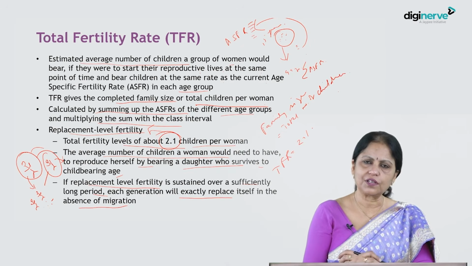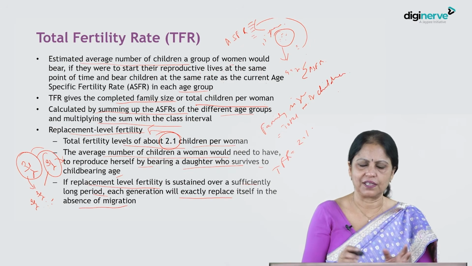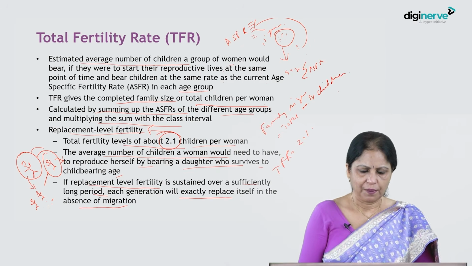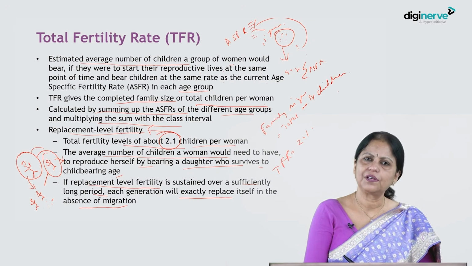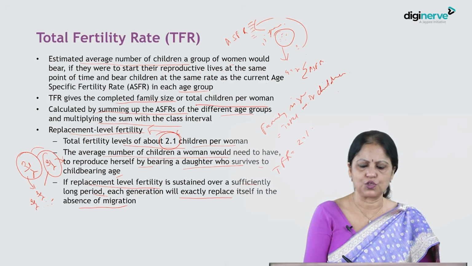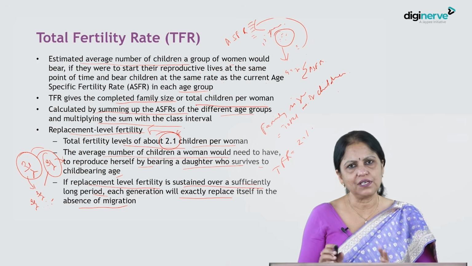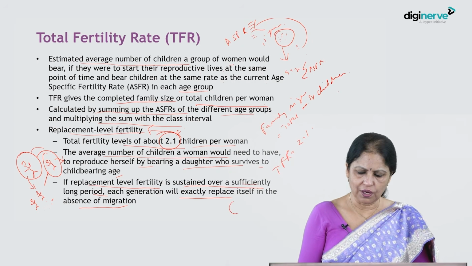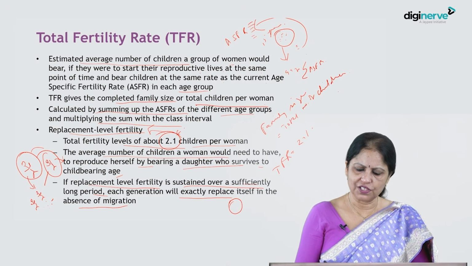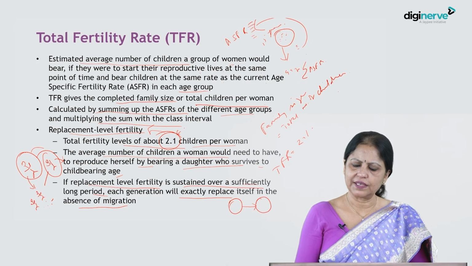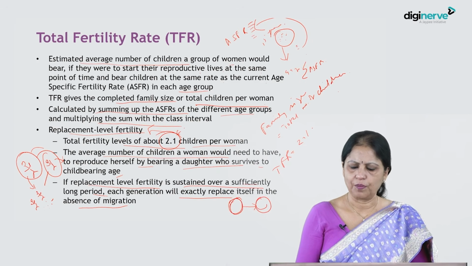Of course, we do not consider migration in this estimation, in this assumption, but having achieved replacement level fertility, that is 2.1 TFR, and maintaining it for a sufficiently long time, each generation will be replaced by exactly the same size of population. So this is the importance of total fertility rate.